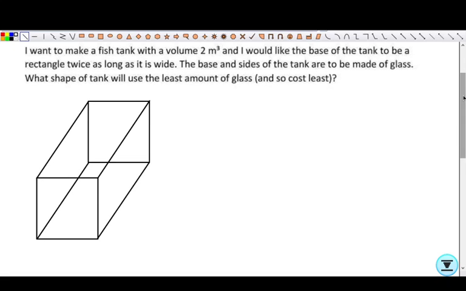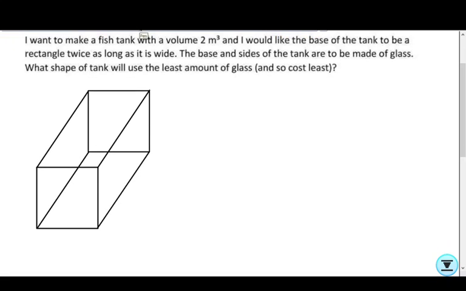Now, all of the sides are going to be used, but it's open top. So let's say this is the width, this is the length, this is the height. My length is twice as long as it is wide. So let's say the width is x, the length is then 2x.